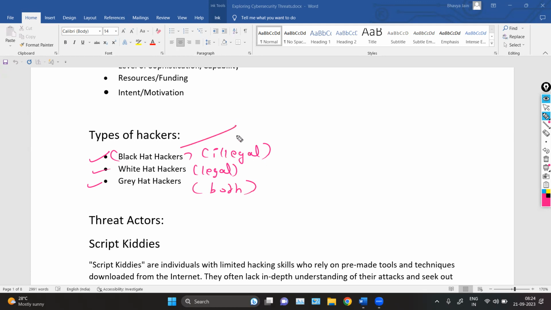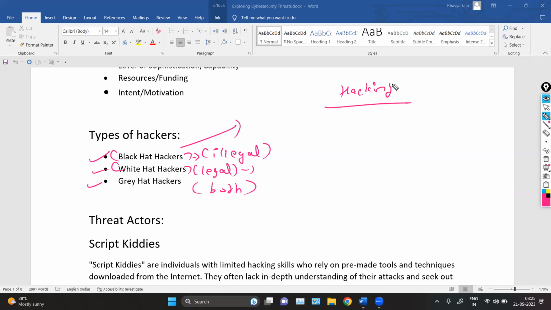Black hat hackers hack illegally, meaning they are unauthorized persons who gain access inside the system without any permission. They break the laws, and the standards and policies of the company. So black hat hackers perform illegal activities, hacking without permission, gaining access inside the systems, servers, anything. So they are known as black hat hackers. Then we have white hat hackers, who hack legally.